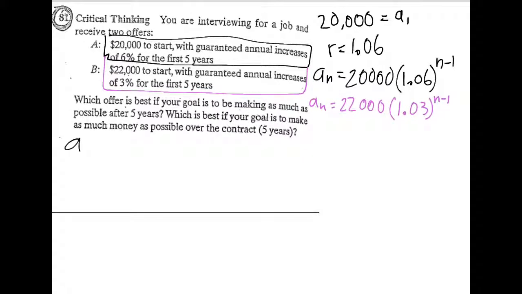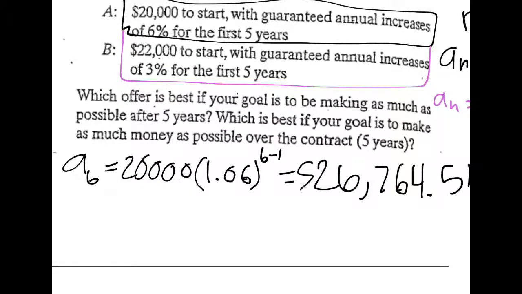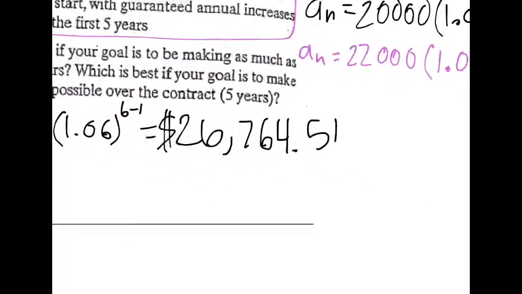A sub n, where n is 6, because we want the salary on the 6th year, because it is after 5 years. So A sub 6 equals our starting salary, 20,000, times 1.06 raised to the power of 6 minus 1. And so when you crunch that number, you should get 26,764.51. And remember, we're talking about dollars here. And what would this number represent?